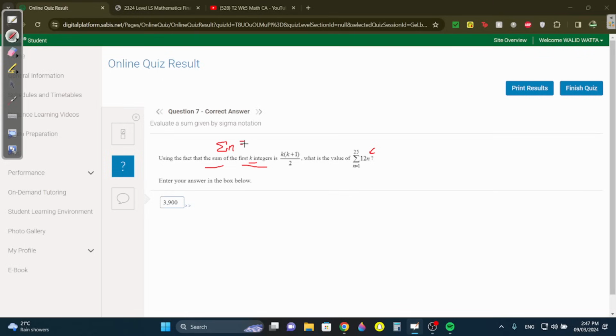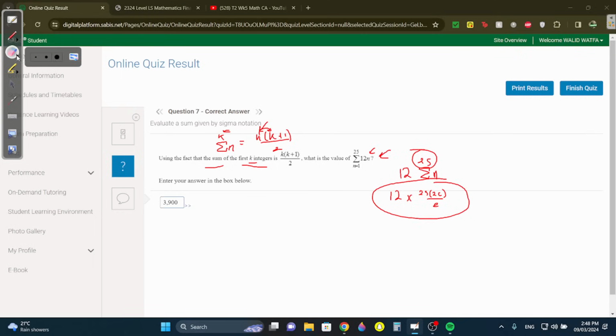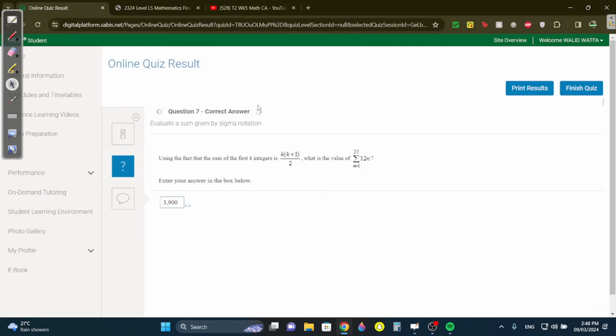Sigma n up to k, the first k integers, equals k times k plus 1 over 2. It's given. I'm just explaining what's given. So what's the value of sigma 12n? Can we simplify this? Yes, we can. It's the same as saying 12 sigma n up till 25. So it's the same as saying 12 times 25, 26 over 2. Why? Because k is 25, so k times k plus 1 is 25 times 25 plus 1, over 2, and you get 3,900. Question 8.